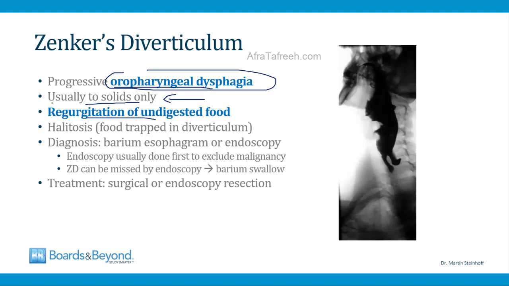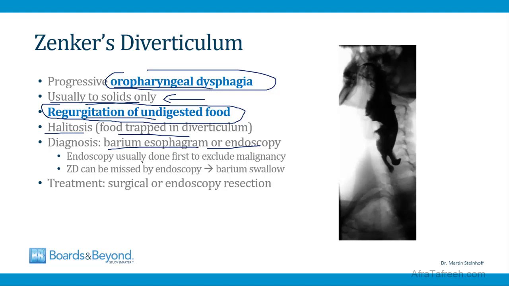But then the key feature, especially in board questions, to help you recognize a Zenker's diverticulum case is regurgitation of undigested food. Food can get stuck in the diverticulum and then come out later, and the patient can regurgitate it. There can also be halitosis or bad breath from food trapped in the diverticulum. The diagnosis can be made by barium esophagram or by endoscopy.